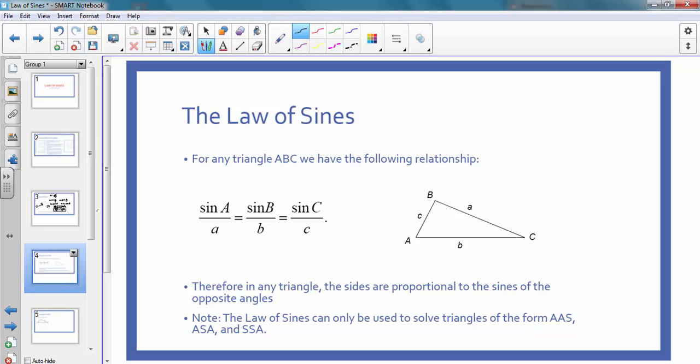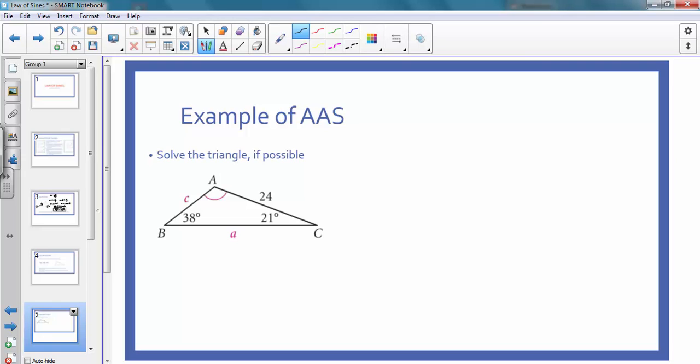So as I said on the first slide, the law of sines can only be used to solve triangles of the form angle, angle, side, angle, side, angle, and side, side, angle. And we're going to look at some examples of solving those types of triangles. So here's an example of angle, angle, side.